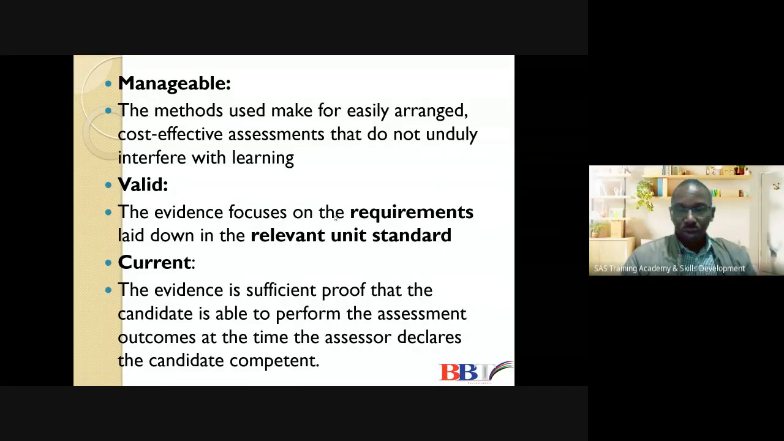Okay, we are going to continue with our assessment principles. And I believe you are taking notes, or you are going to be downloading such information from your portal. Please do so.